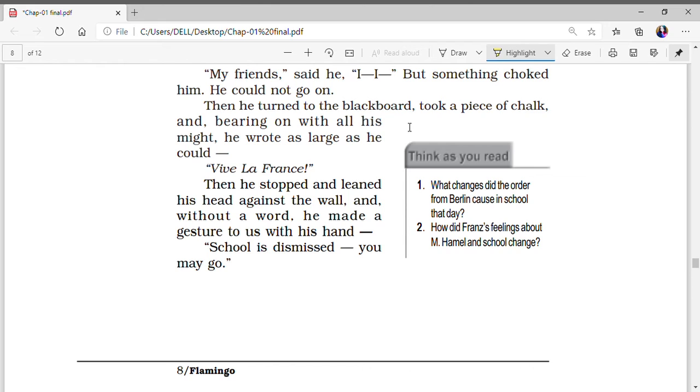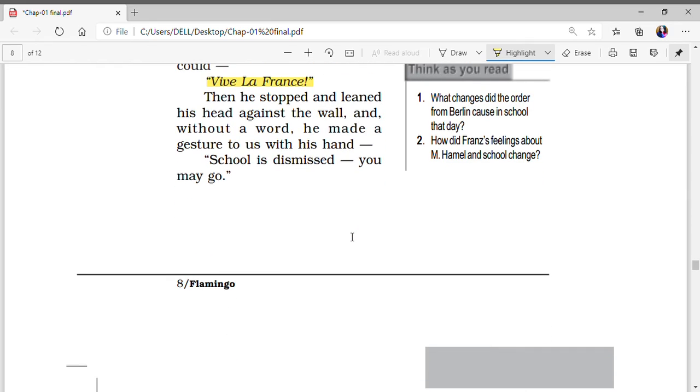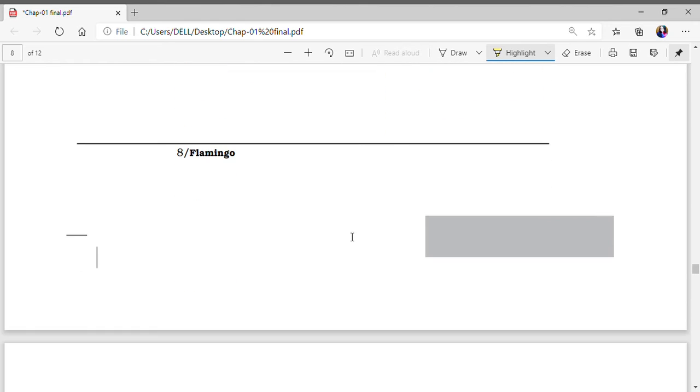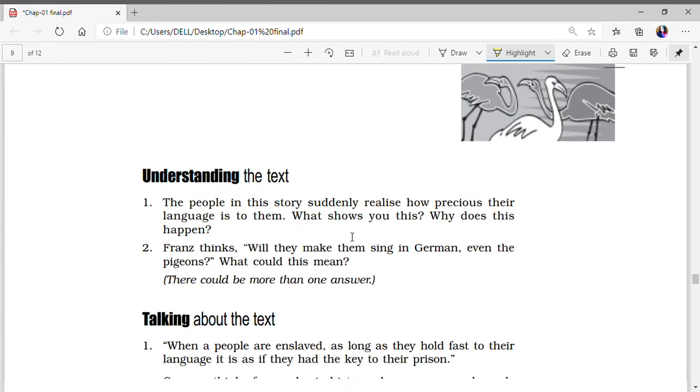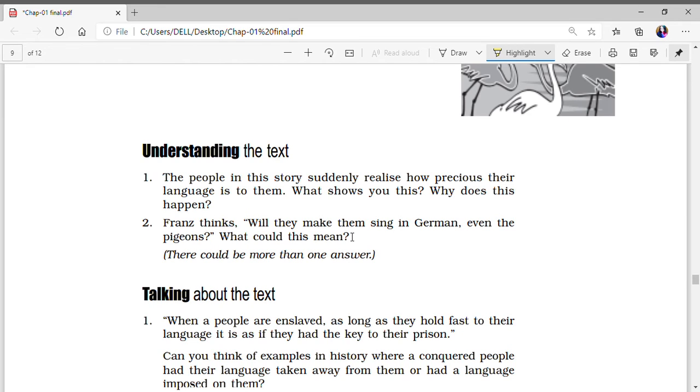Then he turned to the blackboard, took a piece of chalk, and bearing on with all his might, he wrote as large as he could, "Vive la France." Okay, so because he couldn't speak, he wrote "Vive la France," which means long live France. Then he stopped and leaned his head against the wall, and without a word, he made a gesture to us with his hand: "School is dismissed. You can go now." So he made this gesture that children can now leave the classroom because, of course, this was the last chapter and now it's over.